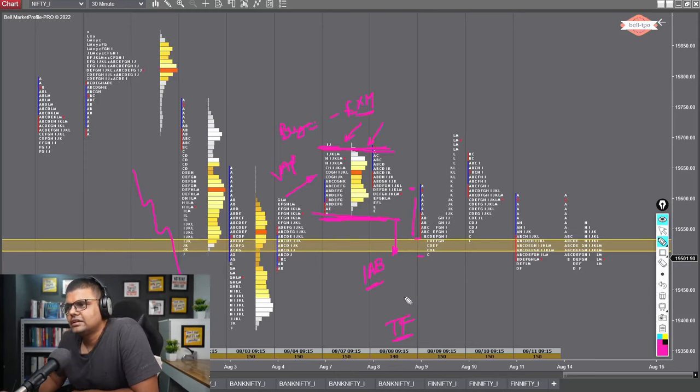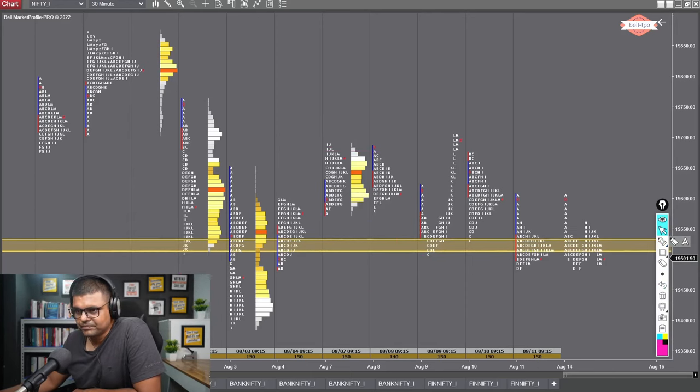Then what I said, there are two ways you can handle this. Either you have sold the breakdown below B period low, or you wait for a pullback to VWAP. Make sense? So let us now go to the 5-minute chart and I'll show you how it looks there.